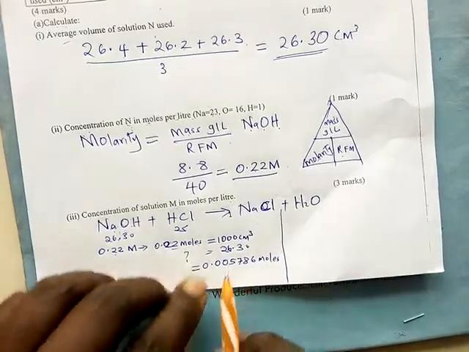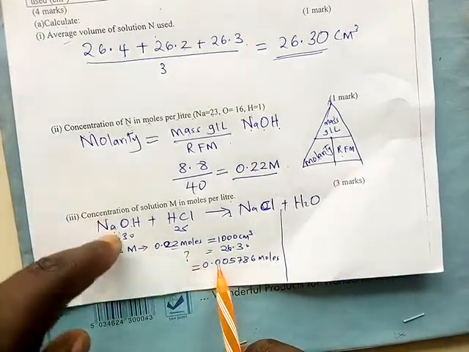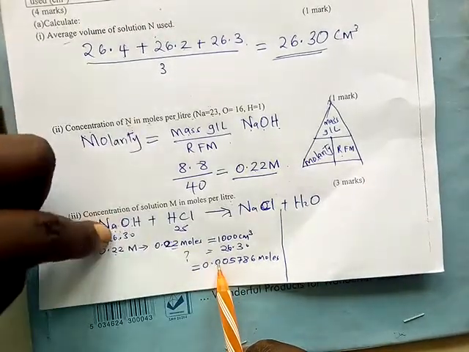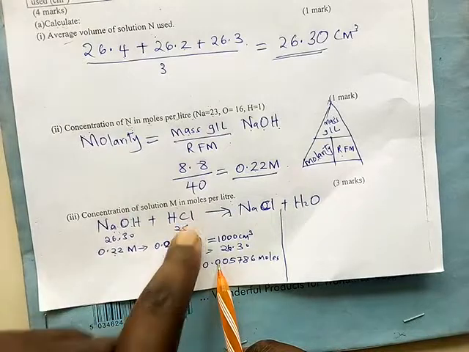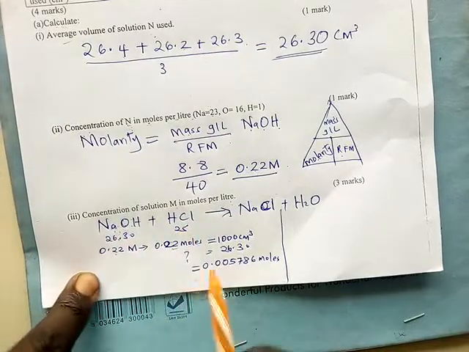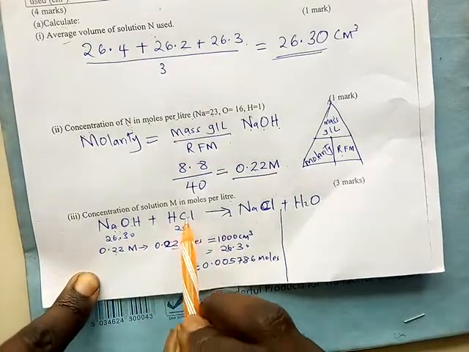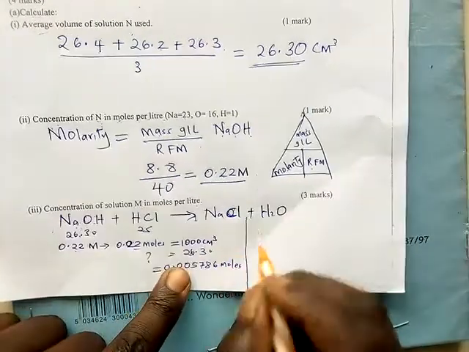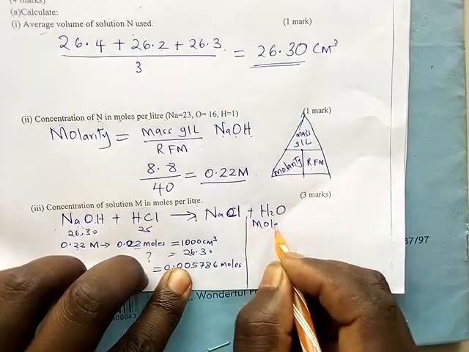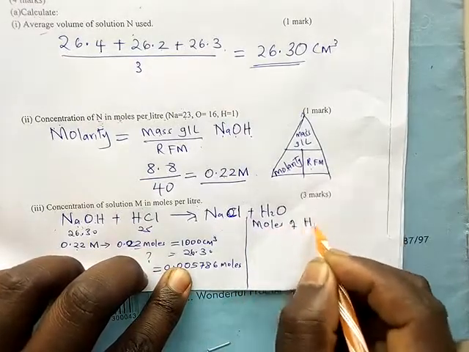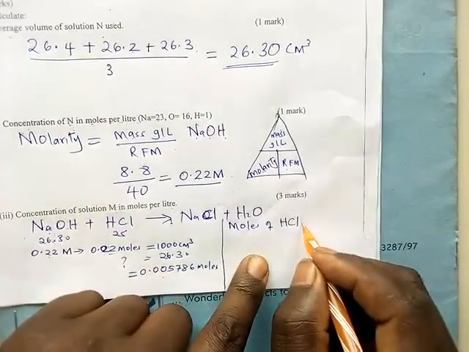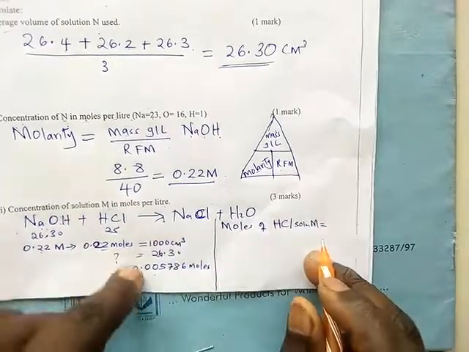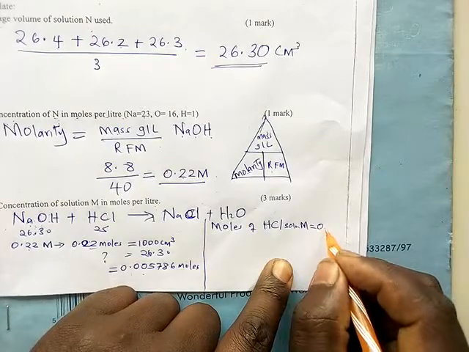Now you are asking yourself why we are calculating sodium hydroxide, which is solution N. It is because we must know the moles of this so that we know the moles of this automatically using the ratio. So now I know the number of moles of HCl is the same as this. Why? The ratio is 1:1. Now moles of HCl, solution M, equal to this is this, because the ratio is 1:1.